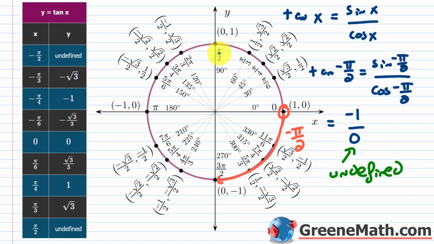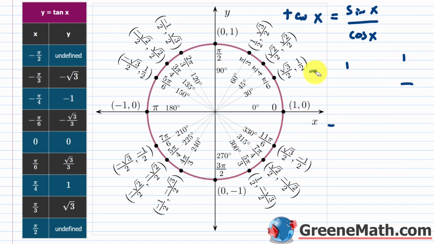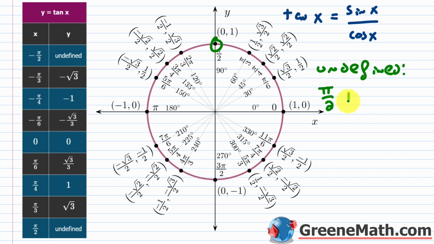So a lot of books will cover this by saying that this is going to be undefined at odd multiples of pi over 2. So that's a good way to remember it. You could also write it as, if you want to do it this way, you could say that it's undefined at pi over 2, so this right here, plus pi n, where n is any integer.